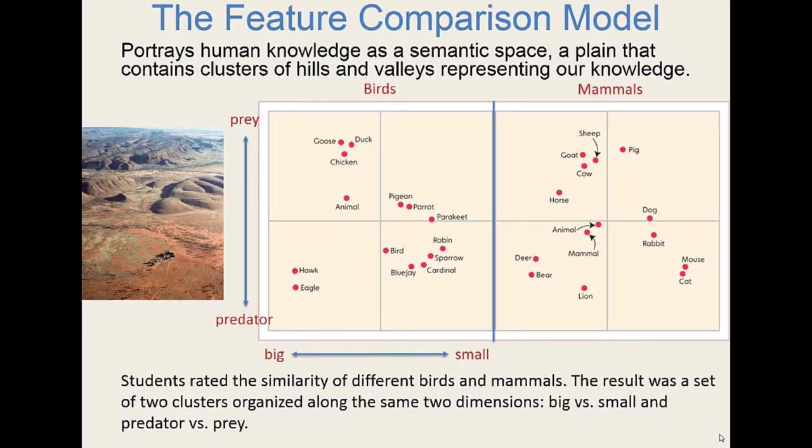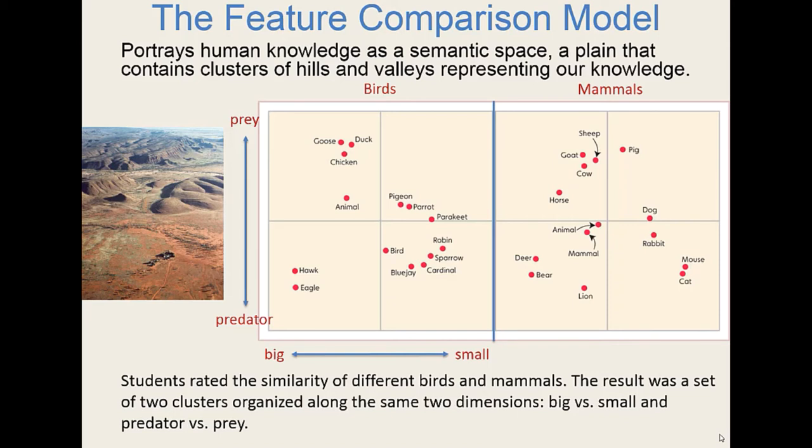So now we're going to look at a different model. This is called the feature comparison model, and instead of things being organized in a network with nodes and links, it portrays human knowledge as a big, vast semantic space. Information is organized according to the meaningful concepts.